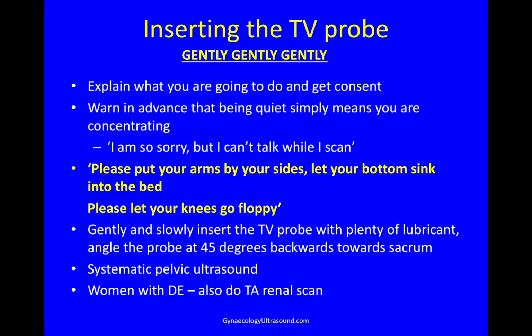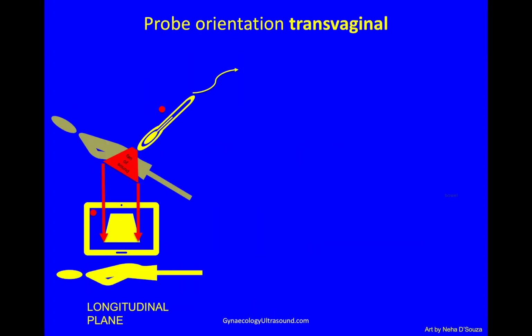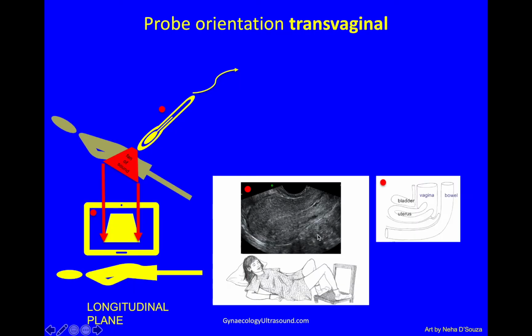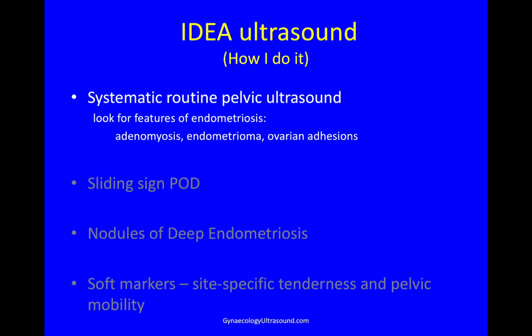In patients with endometriosis, I would also do a renal scan. That's because around 3% of them have silent hydronephrosis. The probe orientation, just to show, this is my orientation, so that the uterus is here, the bladder is there, and the bowel is behind there. Some colleagues scan the other way around. So the idea of ultrasound, this is how I do it.